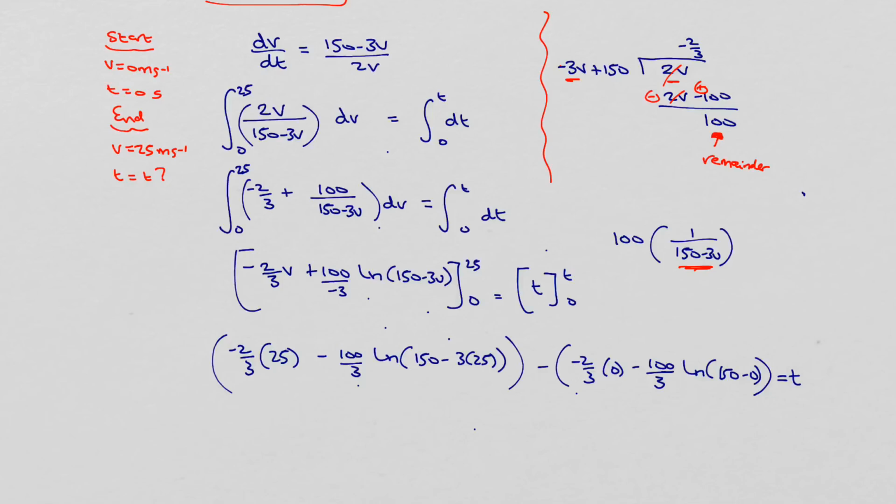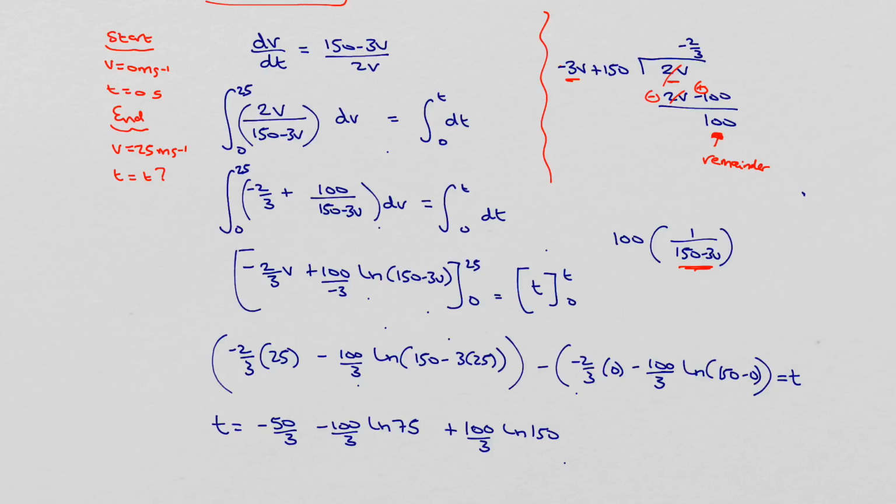Okay, so let's tidy this up. So therefore that means if I just switch sides there, we have t is equal to, well, minus 2/3 times 25 is minus 50 over 3, minus 100 over 3 natural log of 150 minus 75 there is natural log of 75. And then 2/3 times 0 is 0, so that is minus 100 over 3 natural log of 150.